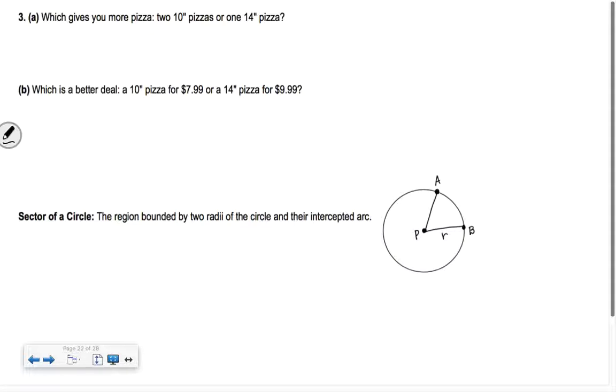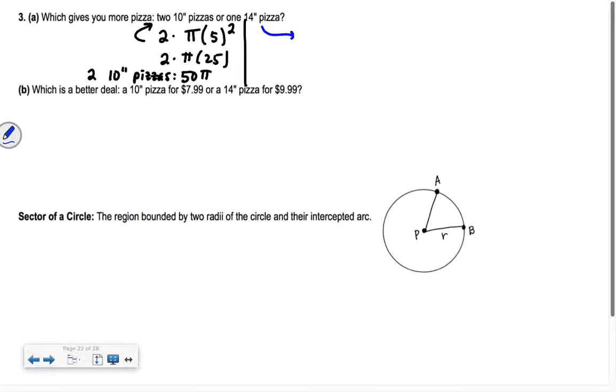We'll see. So if I do 2 10-inch pizzas, I would have 2 of the pi r squareds, and our radius then would be 5 for those. So we get 2 times pi times 25. So we end up getting 50 pi. So that's for our 2 10-inch pizzas. Okay, so if I did the 14-inch pizza, I only have one of them, and I'm doing pi times 14 divided by 2, so 7 squared. That's pretty close, though. It's 49 pi. So they're almost the same.